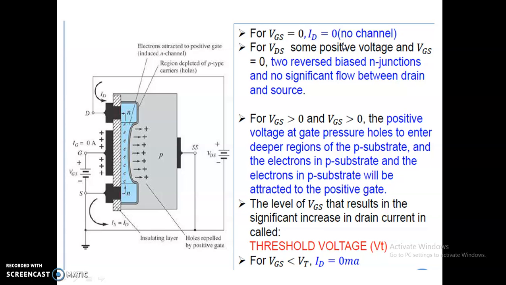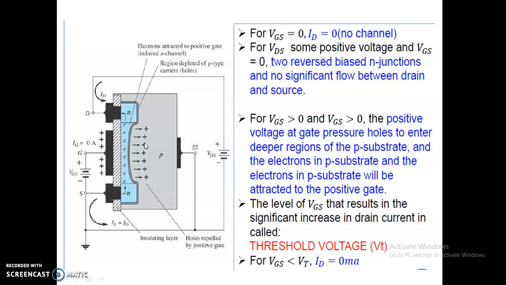Second operation: when VGS is positive, VGS greater than 0. For that, refer to this figure. The positive terminal of the gate will repel the holes present in the P-type substrate. This results in creation of a depletion region near the SiO2 layer. Minority carrier electrons in the P-type substrate will be attracted towards the positive gate, and are greater in number near the surface of the SiO2, as shown in the figure.